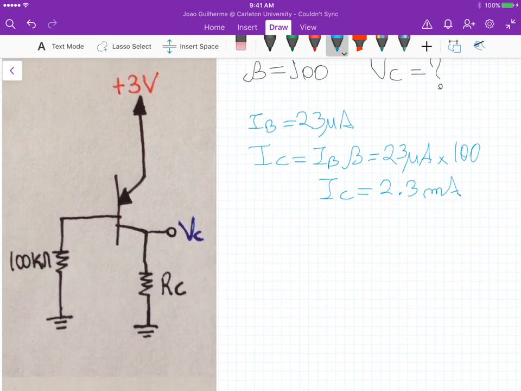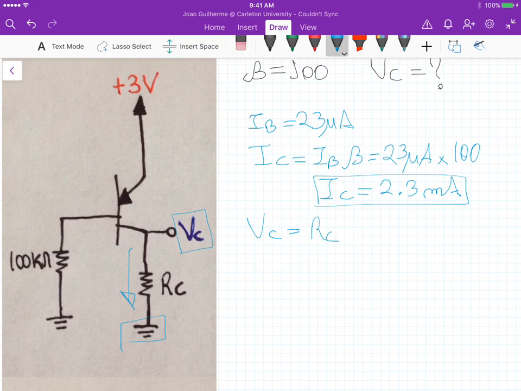Now if we know that this IC is flowing through this resistor here, we can calculate the new value of VC, right? So let's do that. VC is actually, because it's grounded, just RC times IC, and this gives us 1.74 K ohms times those 2.3 milliamps, and this gives us a VC of 4 volts.